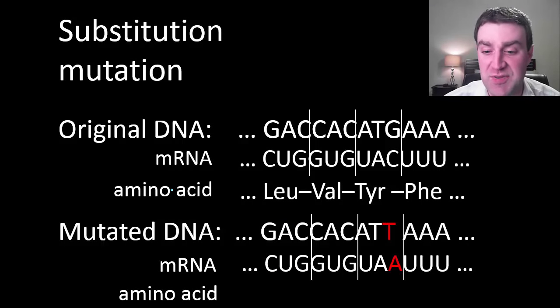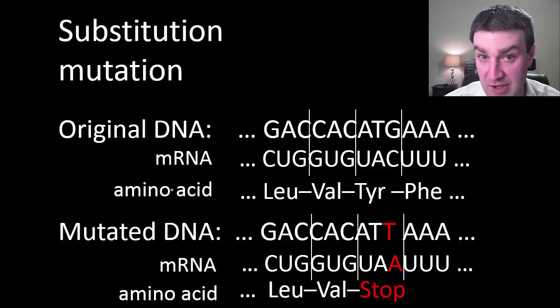Let's move on to another case where substitution might cause a bigger effect. In some cases, I just changed the third letter of a codon group here, but interestingly, when you look that up in your translation table, you see that it now codes for a stop codon.